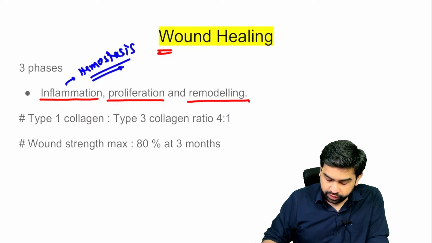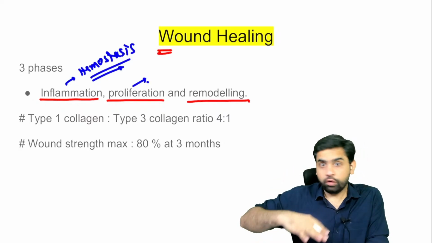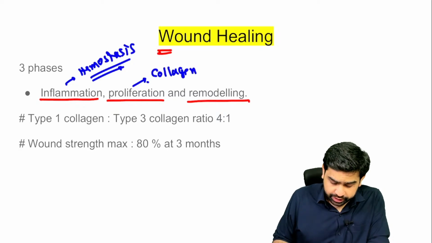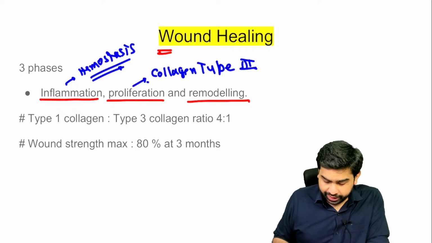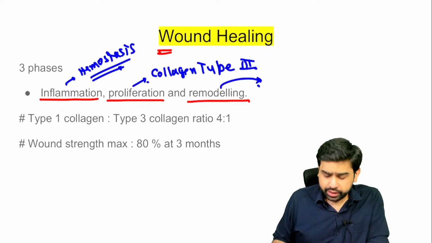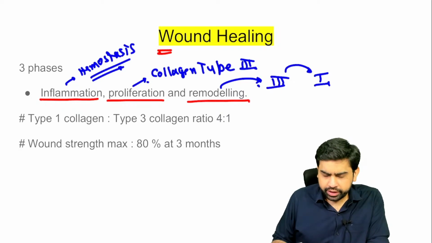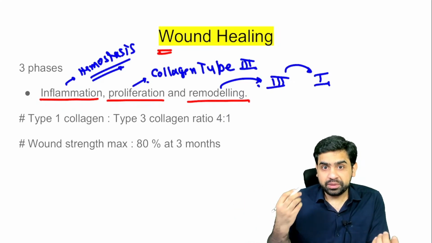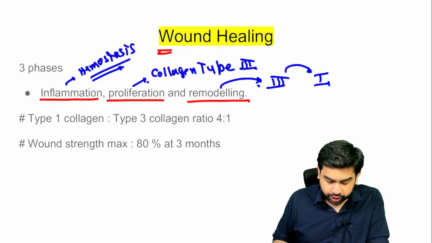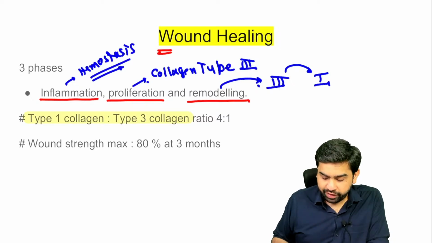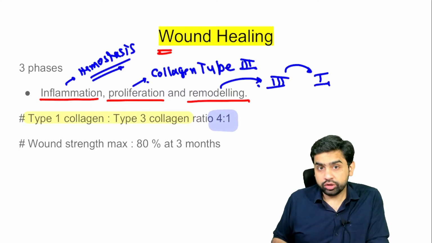In the proliferative phase, there is a laying down of the extracellular matrix, predominantly collagen type 3. Then in the remodeling phase, collagen type 3 is replaced by collagen type 1. Ultimately, the ratio of collagen type 1 to type 3 which we achieve at the end is 4:1. This is what you need to understand.